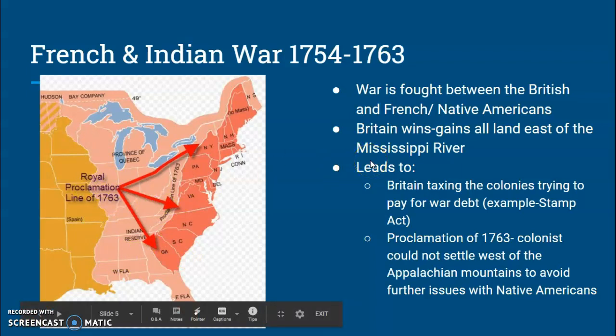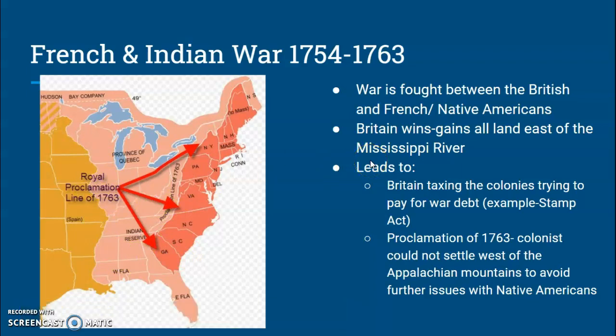But Britain's going to do a couple things after this war, which again is going to frustrate colonists. The first, they're going to start taxing the colonies to pay for the war debt. Wars are expensive. We'll say wars cost two things: money and lives. Britain has to spend a lot of money defending the colonies from France and Native Americans. So they're going to ask the colonies to help pay for this war effort, which seems to make sense.